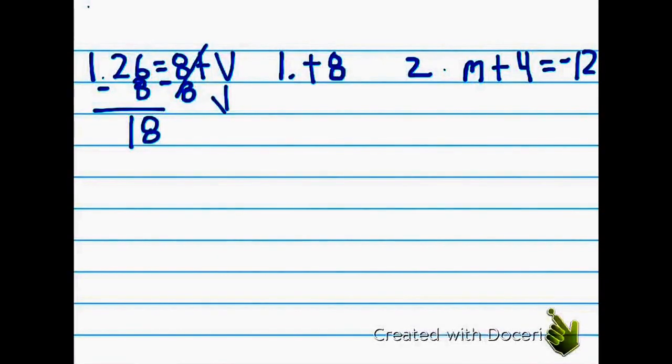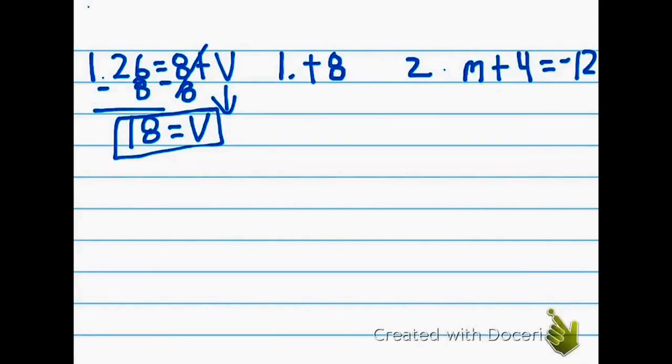So instead of doing plus 8, we have to subtract 8 because we have to do the opposite operation. So 8 minus 8 is 0, so that cancels out. So you could just mark that out. And then whatever you do to one side, you have to do to the other. So 26 minus 8 equals 18. So 18 equals v. And that's your answer.